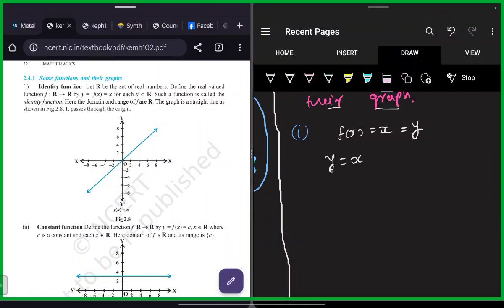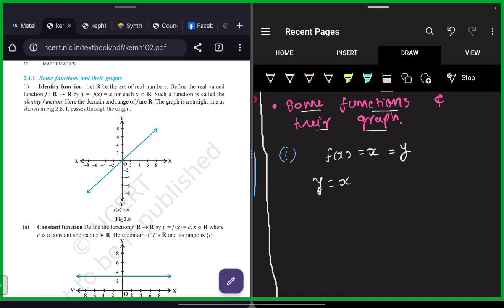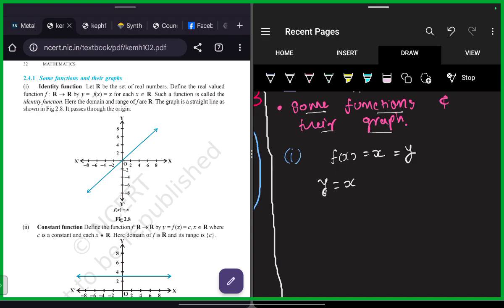Okay, so right now we are discussing some functions and their graphs. We are required to draw the graph of y is equal to x. The given function is f of x is equal to x, right? So what we are going to do is denote this f of x as y. So y is equal to x.